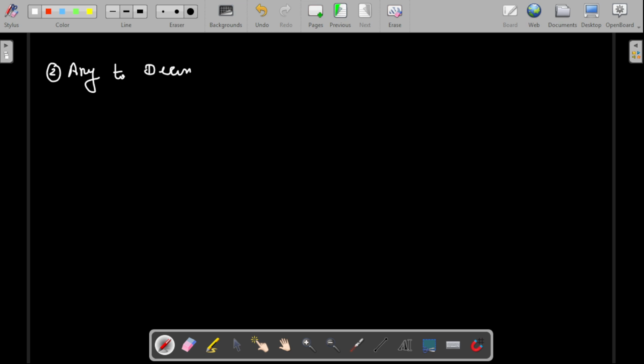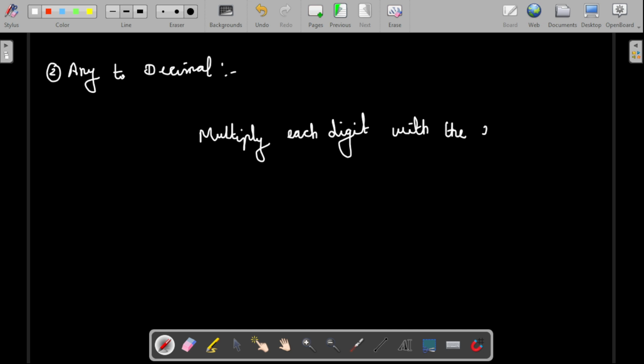This will be quite easier, just a simple multiplication of 10 power thing. Okay. So to convert any base to decimal, multiply each digit with the required base power. Okay, I hope it's understood. So let's take an example.